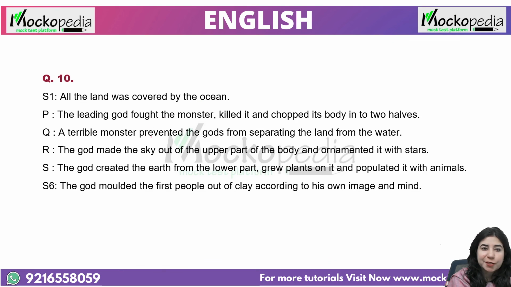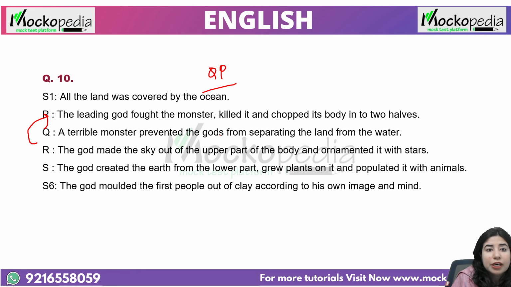So let's begin the discussion. All the land was covered by the ocean. The leading god fought the monster, killed it, and chopped its body into two halves. Okay. A terrible monster prevented the gods from separating the land from water. Okay. And then what did the god do? The leading god fought the monster as the monster was preventing. So while you are reading, you will be able to see that QP is a mandatory pair, and you don't need to make any extra effort even to realize this, right? So first sentence you might not get a clue, second sentence you'll get a clue that a monster prevented gods.